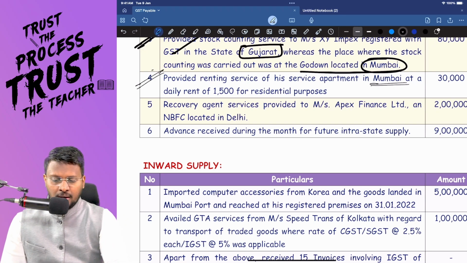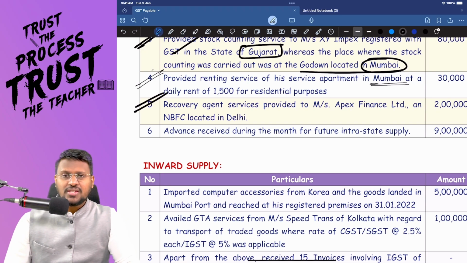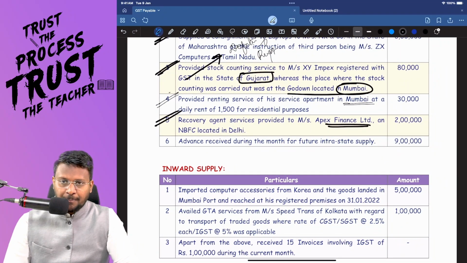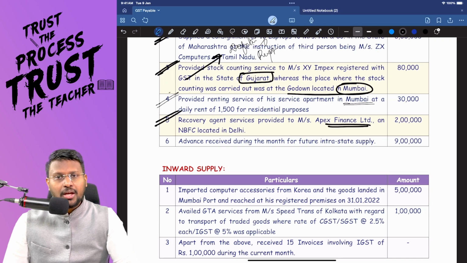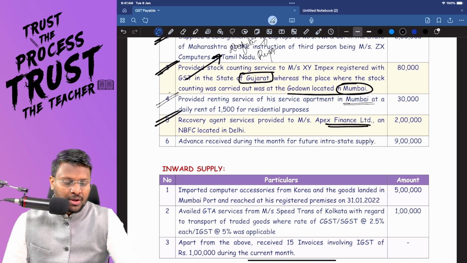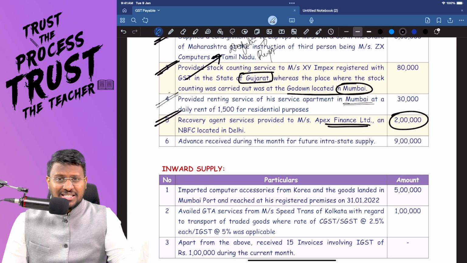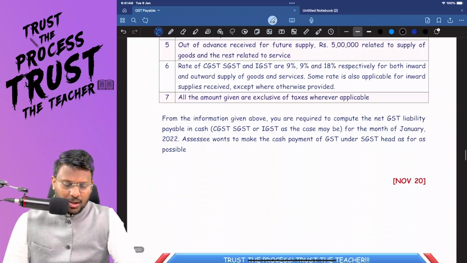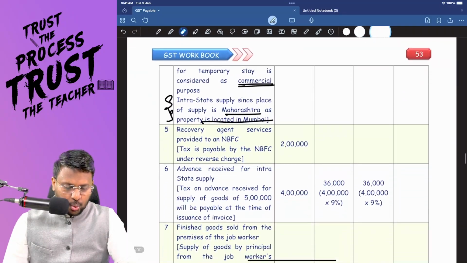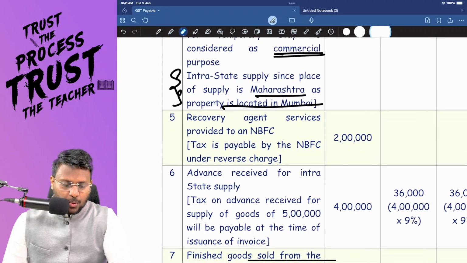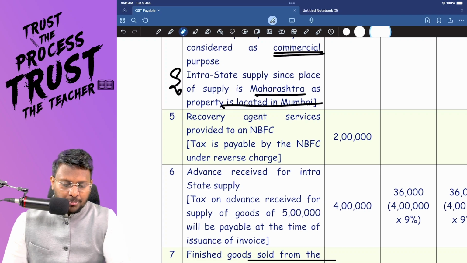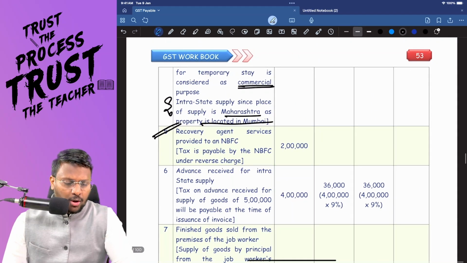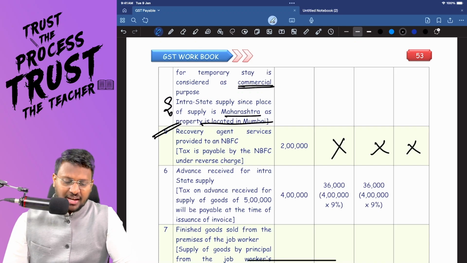Coming to, sir, point number 5. Recovery agent services provided to Messrs. Apex Finance Limited, an NBFC located in Delhi. We all know that, sir, recovery agent services is an RCM item. So 2 lakh. Sir, the service recipient is the person liable to pay tax on RCM. So we are not supposed to collect what? Output tax for this. How much? 2 lakh. Recovery agent services provided to an NBFC. Sir, tax is payable by the NBFC under what? RCM. So we don't have any forward charge liability, hence nothing will be there.